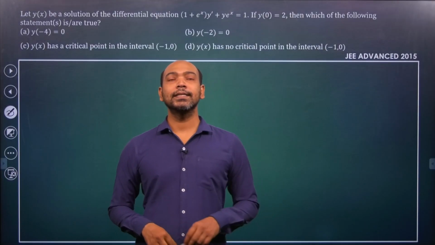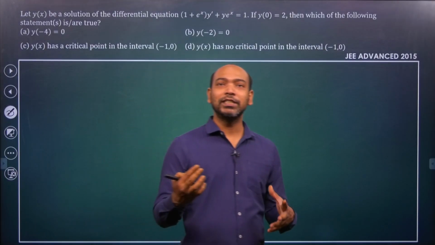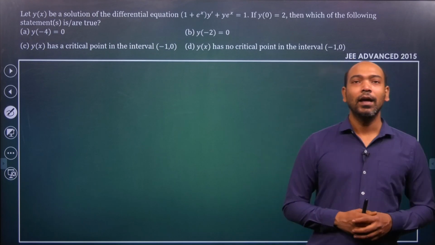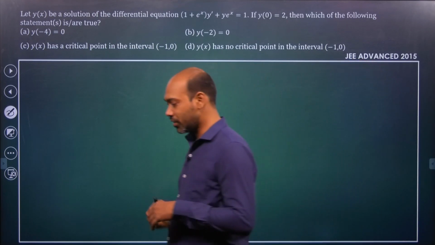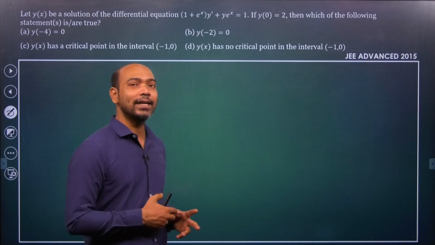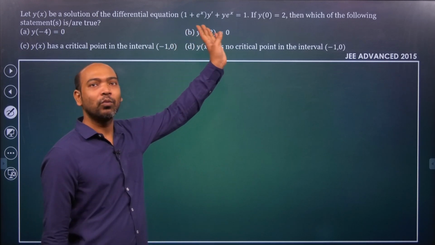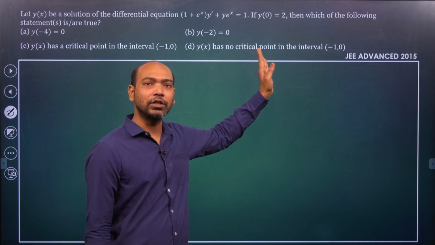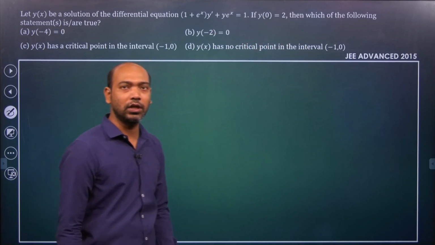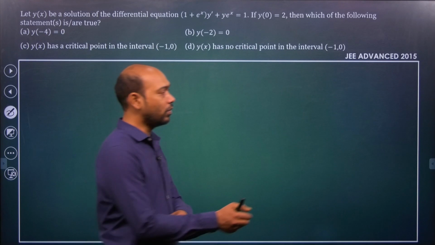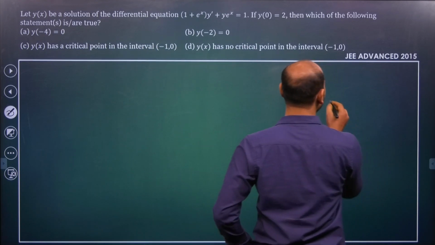Hi all. See this particular differential equation problem which appeared in 2015. It's a linear differential equation, so we don't have to spend any time to understand whether it's linear or not. Why? Because we have y dash, and we can write y times some function p(x) and some function q(x). So it's a linear differential equation. First, our aim is to solve that equation.